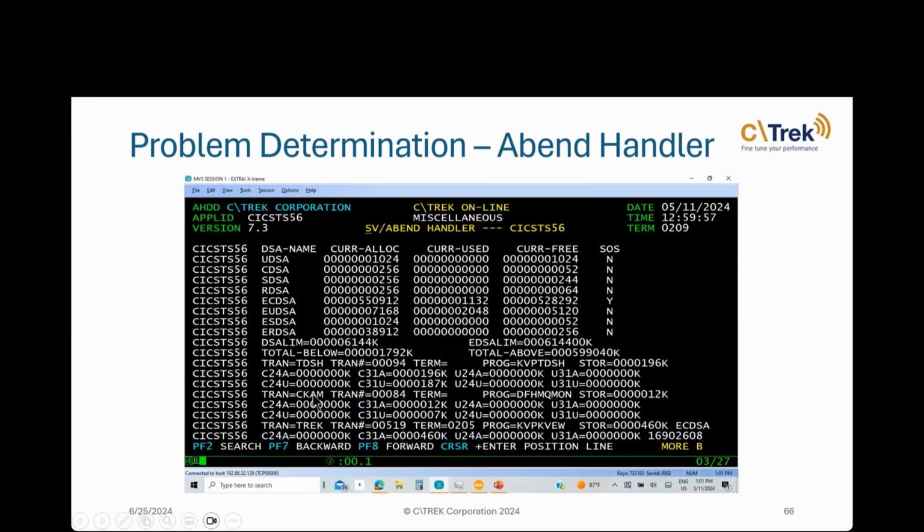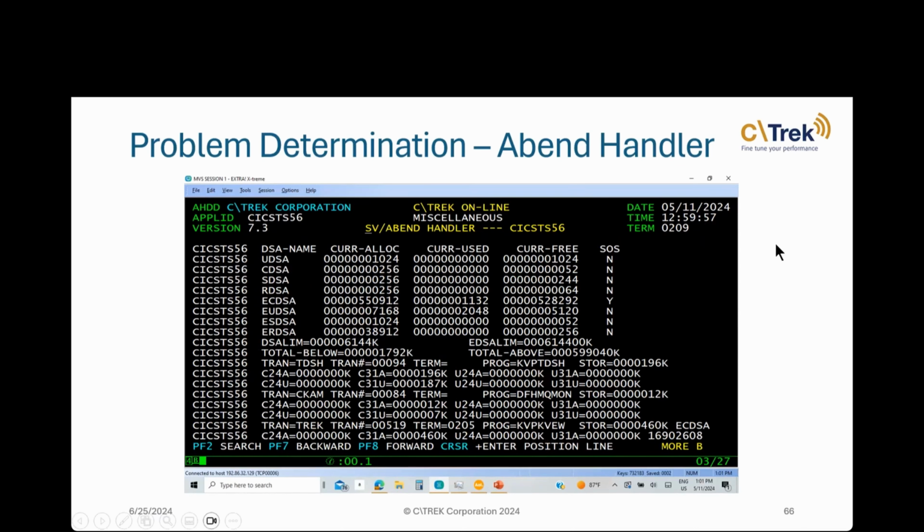It says task number CCAM is using 12K. And then this task, task number 519, is the one that caused the short on storage of the ECDSA. It says you're already using 460K and you asked for 16 megabytes. There weren't 16 megabytes available, so that's why we went short on storage. So you get sufficient information to debug the short on storage condition without having to look at a system dump. And again, in the case of short on storage, the system dump is not automatic.